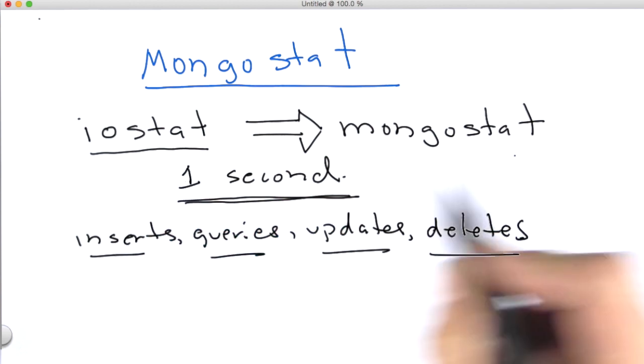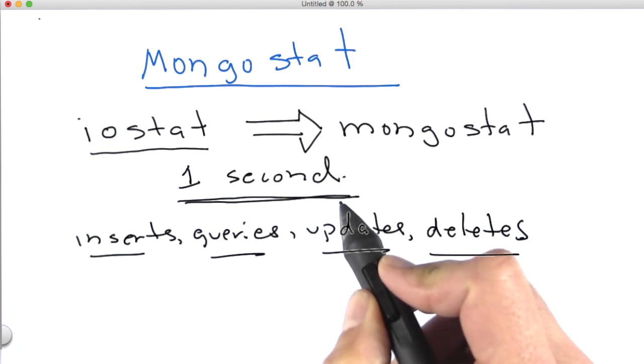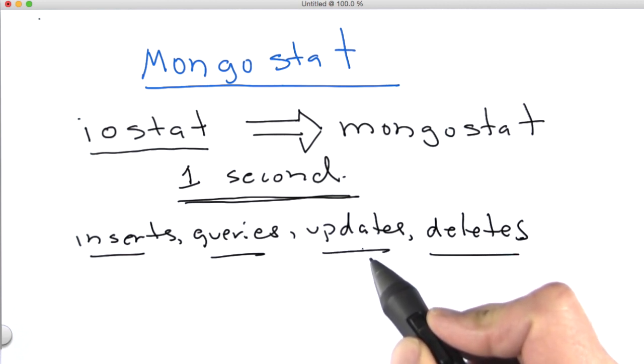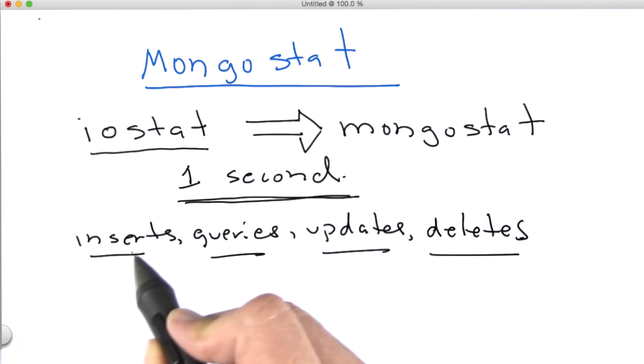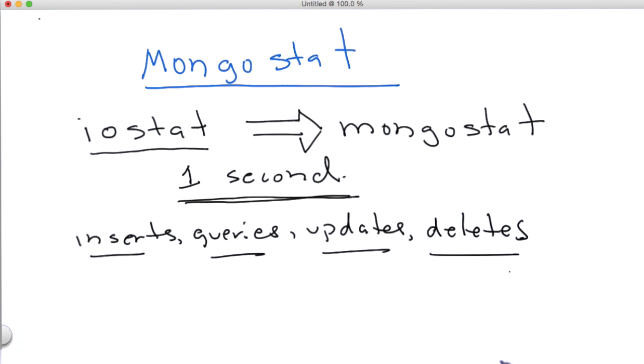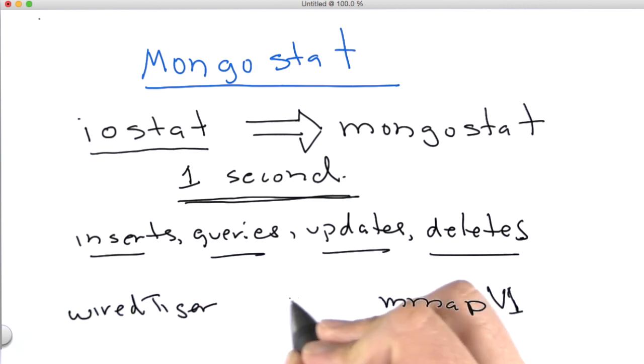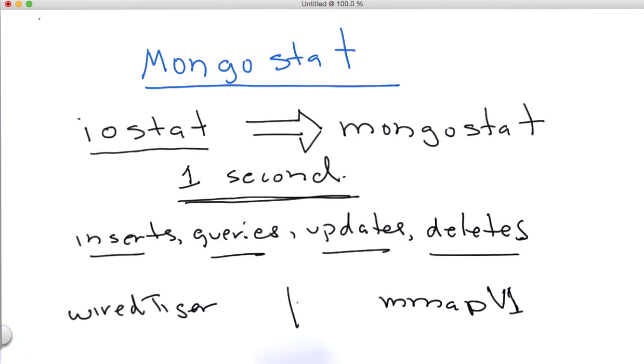What it will do is it will sample the database in 1 second increments and give you a bunch of information about what is going on during that 1 second. For instance, it'll give you the number of inserts, queries, updates, and deletes. It'll also give you different information depending on whether you're running Wired Tiger or mmap v1 as a storage engine. So let's take a look at Mongostat in a running database.